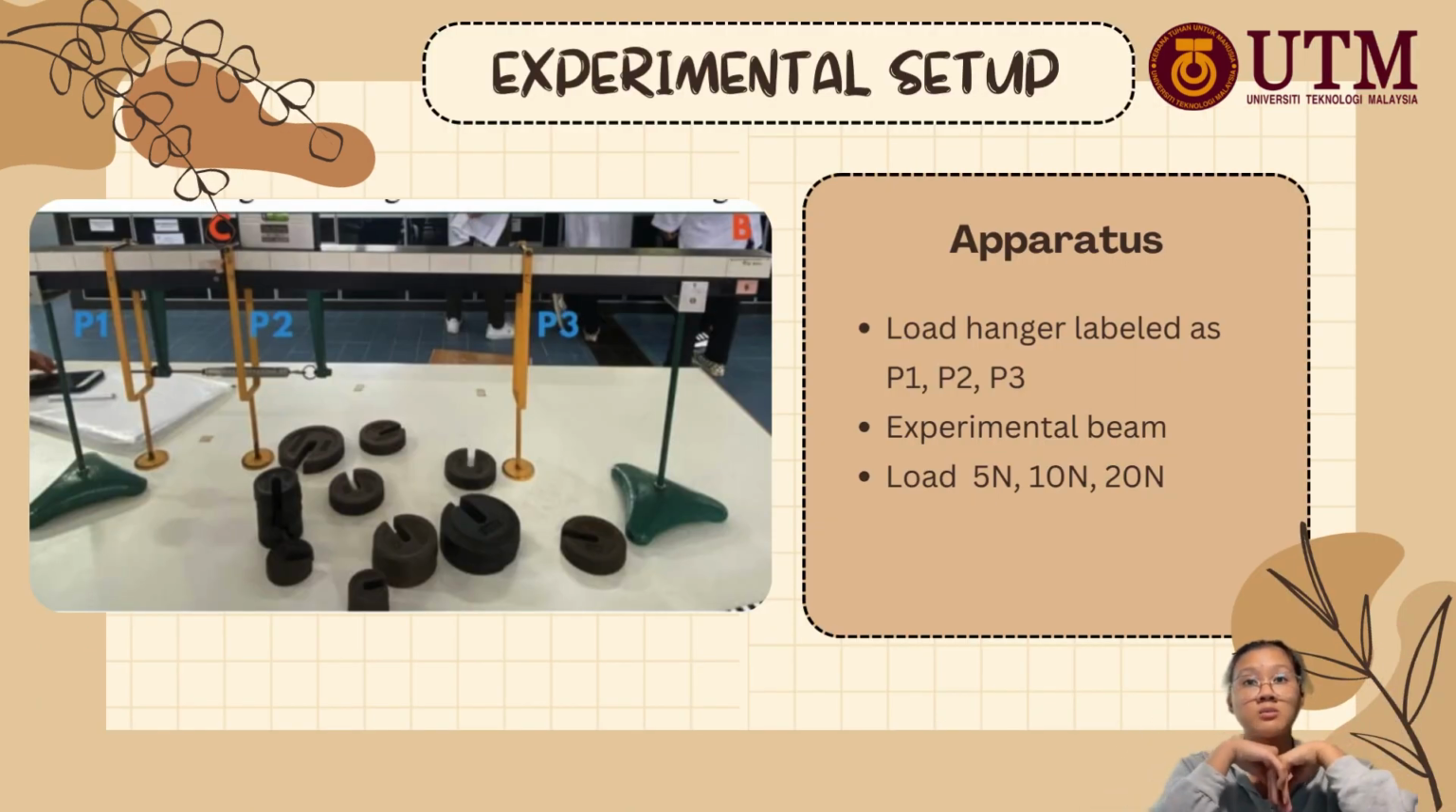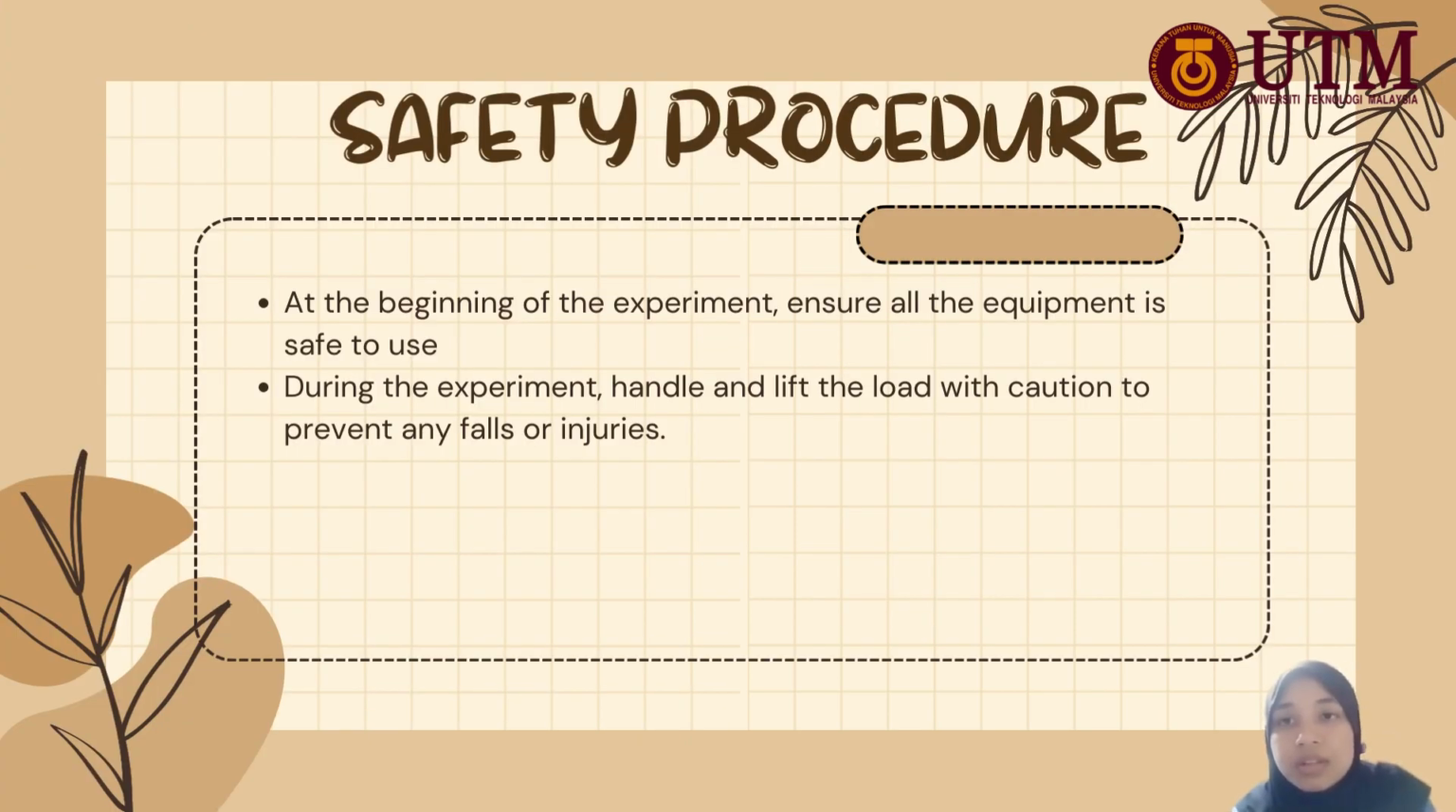So this is the experiment setup. There's a load hanger labeled as P1, P2, and P3. The distance will be determined in the methodology, and then there's the experimental beam load, which is 5 Newton, 10 Newton, and 20 Newton. Then for the safety procedure, at the beginning of the experiment, we ensure all the equipment is safe to use. Then during the experiment, we handle and lift the load with caution to prevent any falls or injuries.